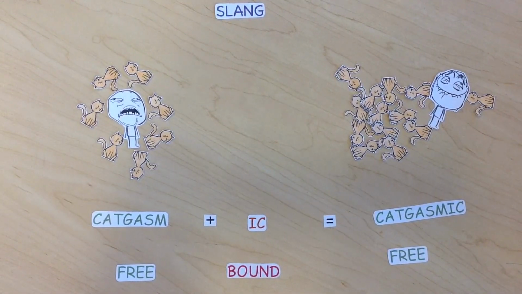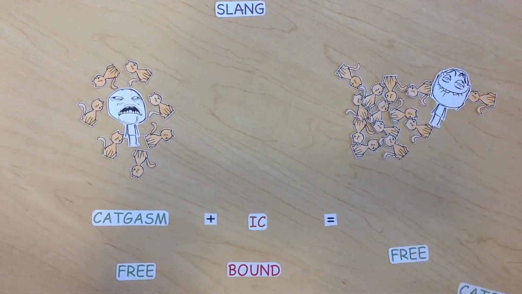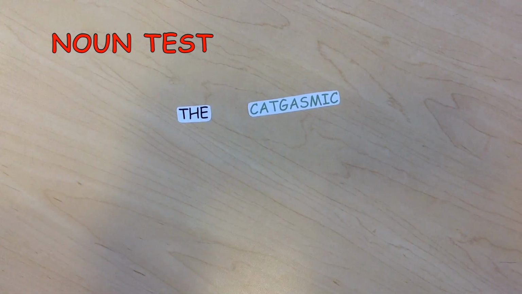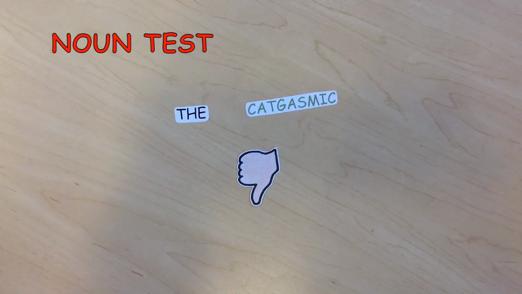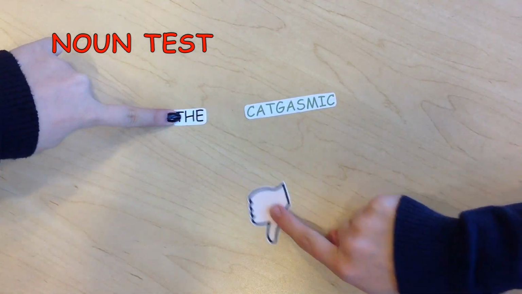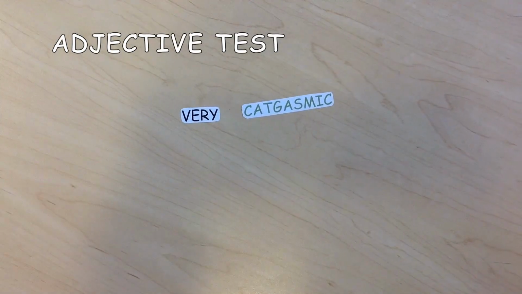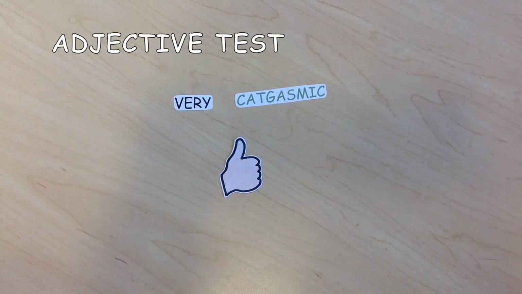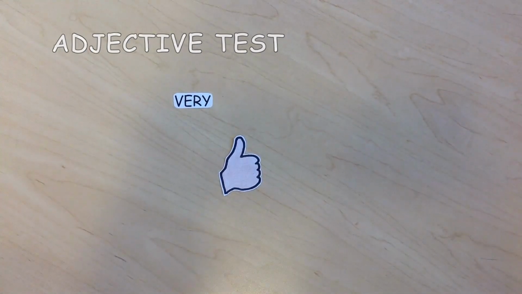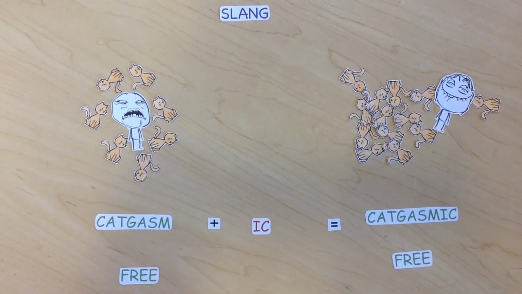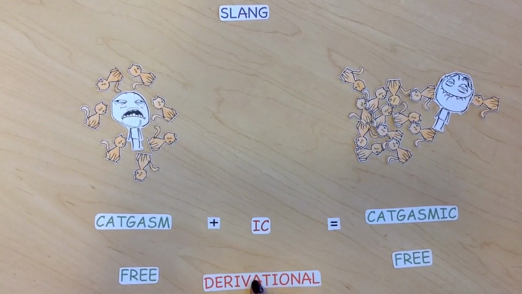How do we categorize catgasmic? If we try using the same noun test as before, we get the catgasmic, which fails the test. Let's try an adjective test instead. Since catgasmic can follow the word very, as in very catgasmic, it can act as an adjective. Since catgasm is a noun and catgasmic is an adjective, these words have different morphosyntactic categories. Therefore, ic is a derivational bound morpheme.